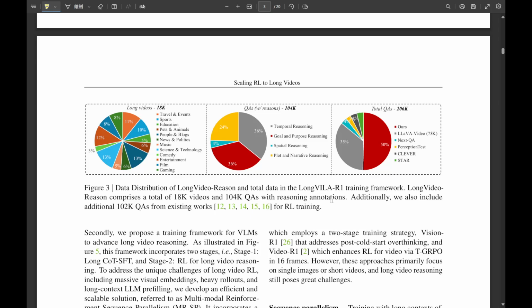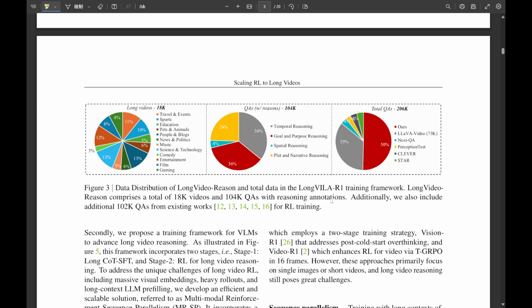And the questions themselves. They specifically target 4 key reasoning types. Temporal reasoning, understanding the sequence of events. Goal and purpose reasoning, figuring out hidden intentions. Spatial reasoning, tracking things accurately in space. And plot and narrative reasoning, getting the story. Okay, covering all the bases we talked about earlier. But how did they actually create these Q&A pairs?